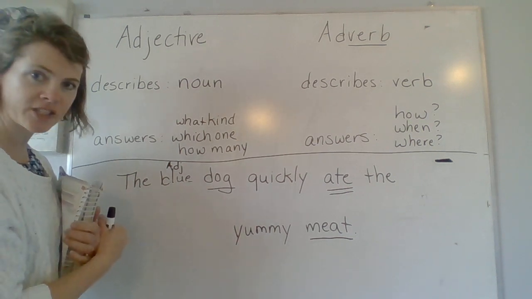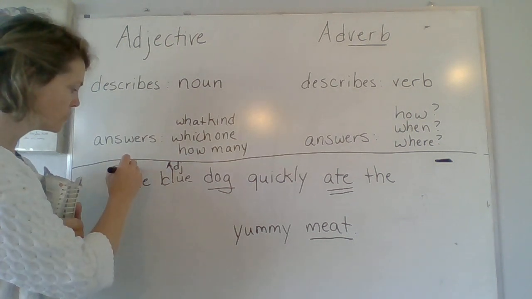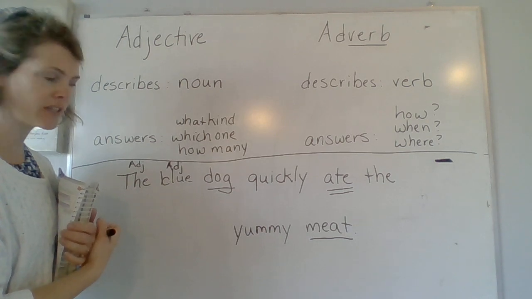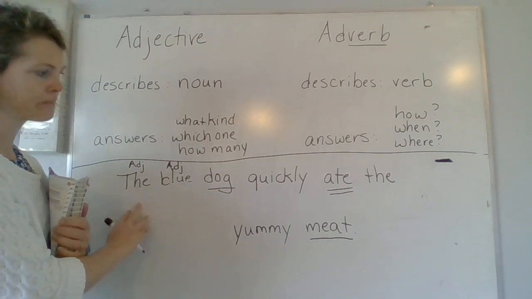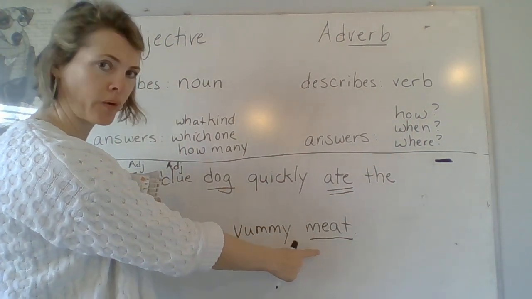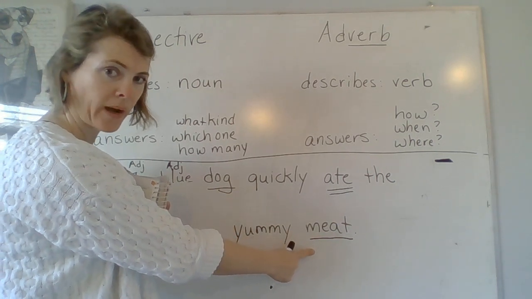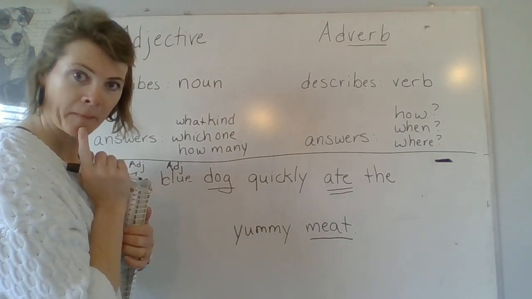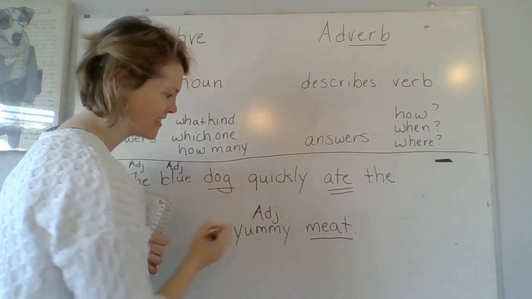Is there any other adjective that describes dog? If you said the, you can use that. That's an article adjective. You could put that as your adjective, but it's not our main adjective. Article adjectives are a special kind of adjectives. Okay, let's go to our other noun. Meat. Go, ask, get. Where do I go? To the noun. What do I ask? What kind of meat? Already you found it. It's yummy meat.